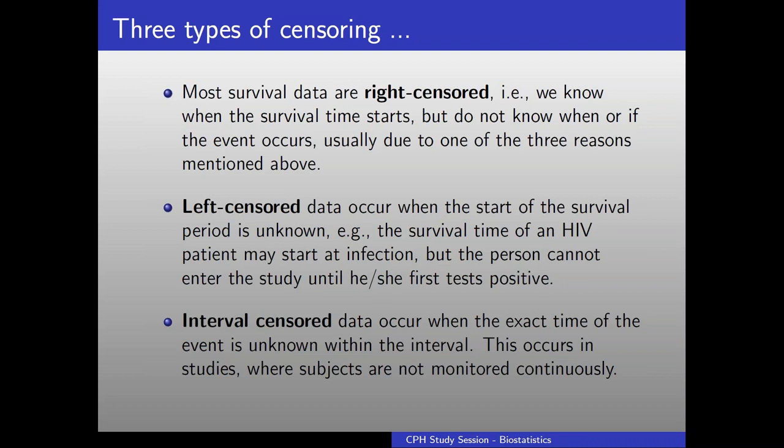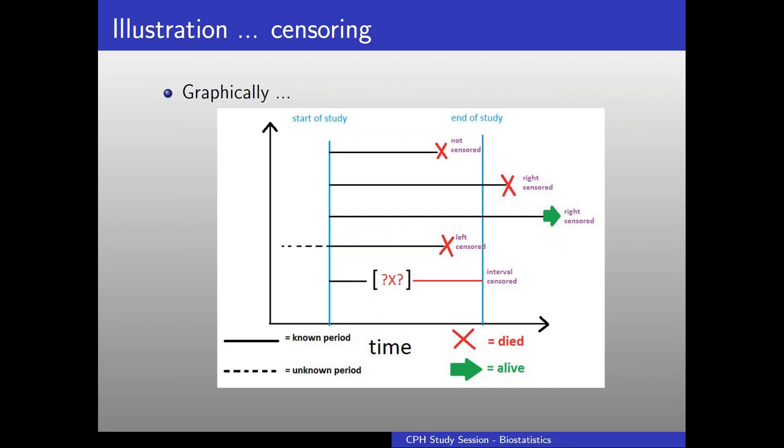Interval censoring occurs when the exact time of an event is unknown within an interval. So this happens when you are observing something every week, but someone died somewhere in the week, so you don't have the exact day that they died. Graphically, it looks like this.